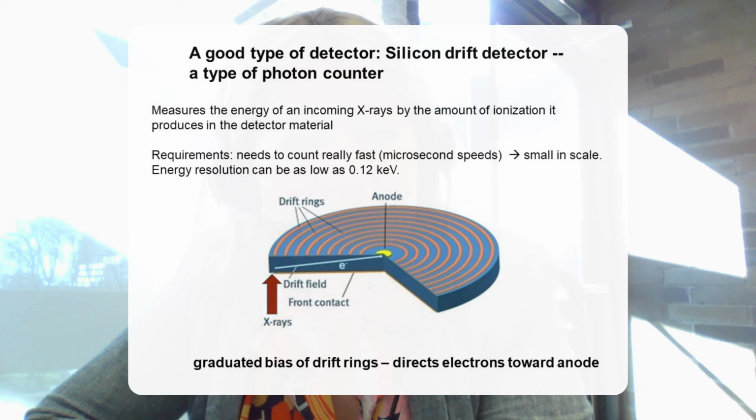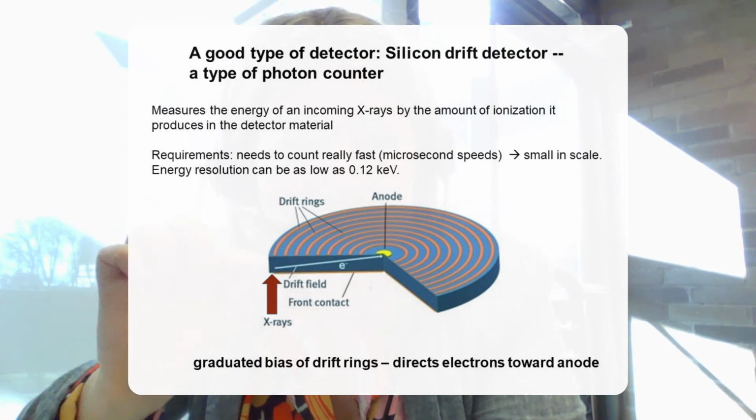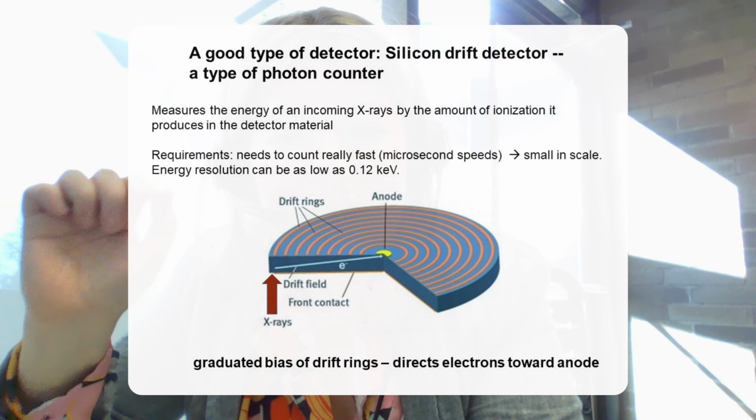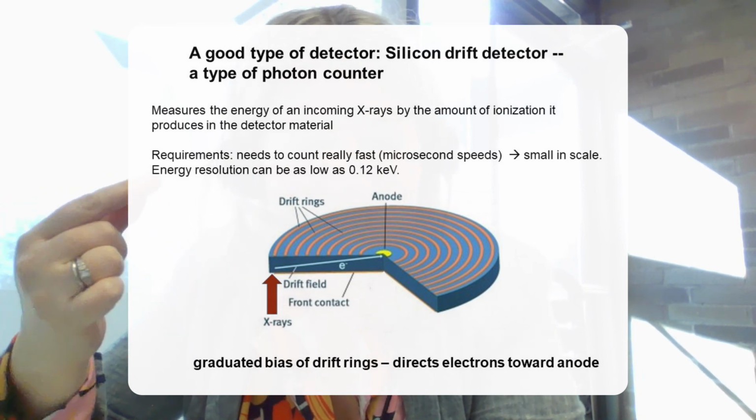The energy resolution of SDDs is about 0.12 kiloelectron volts, which means that energy lines separated by less than 0.12 kiloelectron volts cannot be distinguished. For that reason, some of the alpha sub 1 and alpha sub 2 emission peaks appear as a single peak.